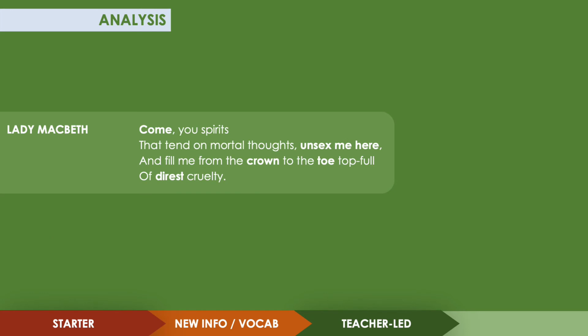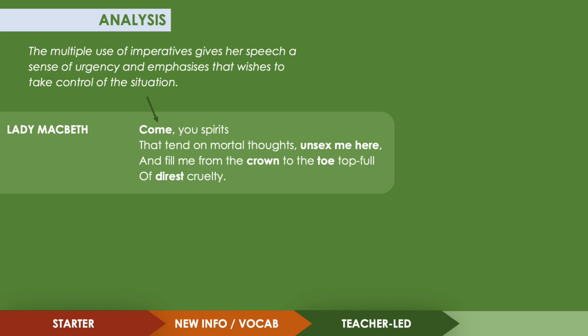So this is perhaps Lady Macbeth's most famous line. Here she calls on evil spirits or creatures to come to her and help her with her evil plans. This connects to the idea of the witches, suggesting that Lady Macbeth wants to be more witch-like. The multiple use of the imperatives in this speech gives a sense of urgency, and it emphasises that again she wishes to take control of the situation.